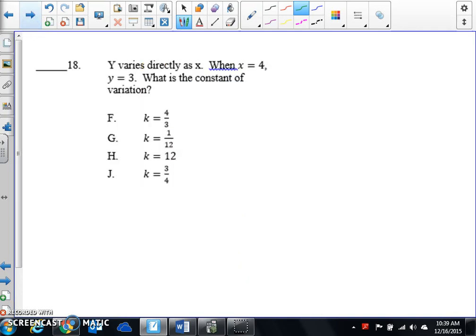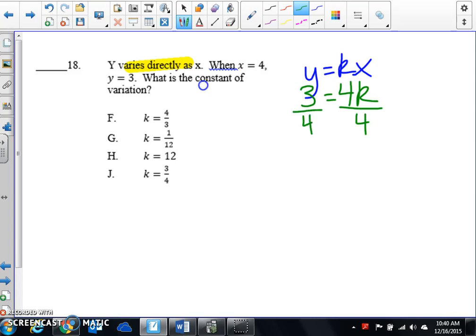All right, y varies directly. I see directly, I immediately write y equals kx. All right, so x equals 4 and y equals 3. Okay, so they just want us to find the constant variation. So all we have to do is get k by itself. So k equals 3/4. Boom.